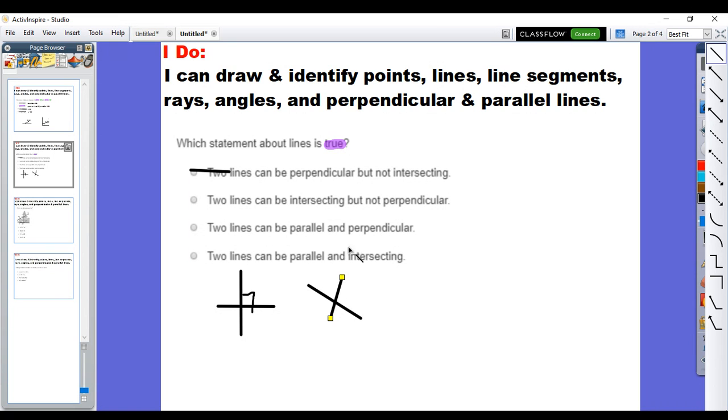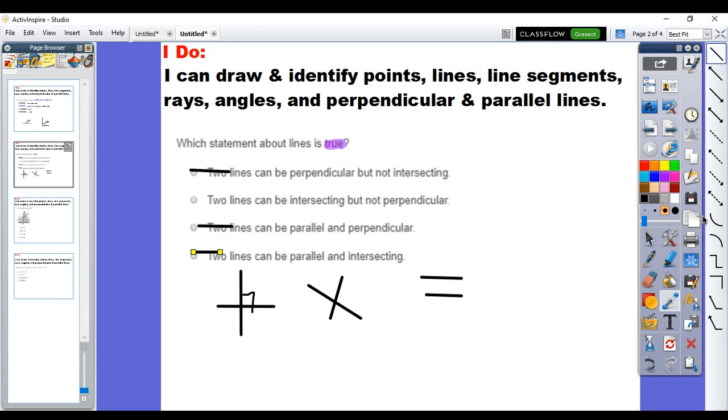Two lines can be parallel and perpendicular. Well, if two lines are parallel, that means they do not ever touch. Think about the railroad tracks we talked about on Monday. They cannot touch. All right, well, if they can't touch, then they can't be perpendicular, because perpendicular means they're going to cross. Parallel, you can't cross. Two lines can be parallel and intersecting. Again, if they are parallel, they cannot cross. So our answer is B.